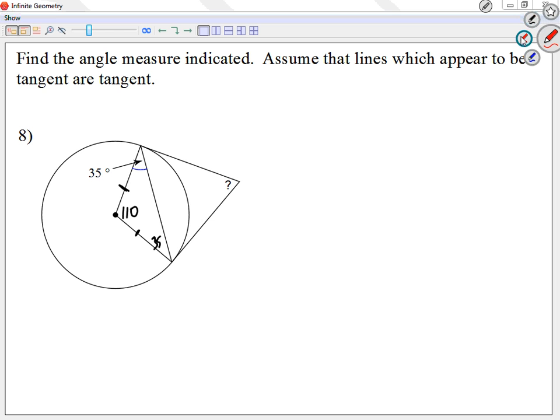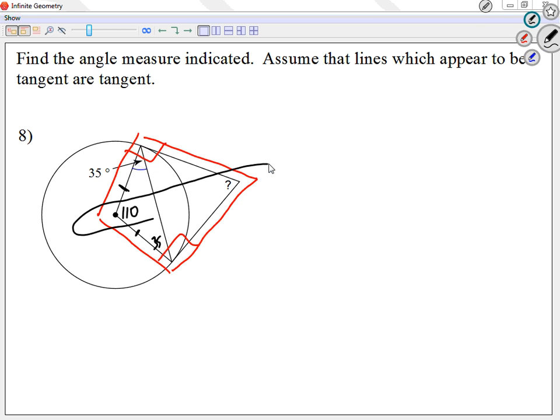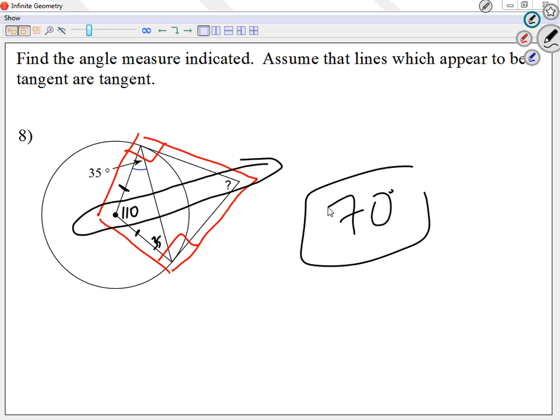Now, let me take a look at the kite. What I mean by the kite is this one right here. I know these two corners are 90 because it's made by a radius and a tangent. So I know those two corners are 90. This is 110. And I told you guys in a kite, if the two angles at the side are 90, these other two add up to 180. So this is 110. How big is the other angle? 70. So we just went 180 minus 110.